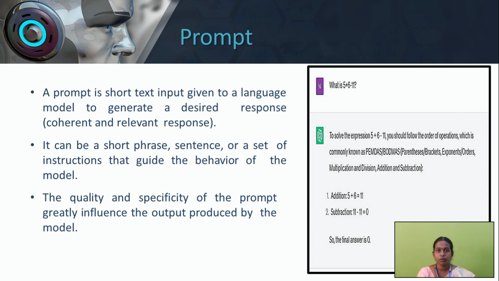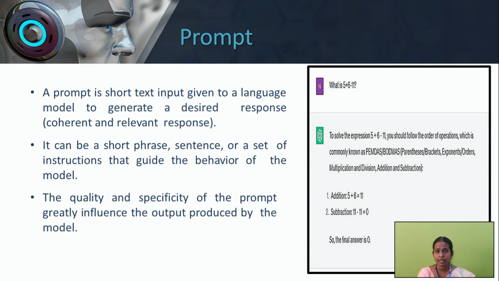Till now I have told you that I am going to question a system, right? Artificial intelligence is going to be questioned and it is going to provide me with the output. So what is that question? Whatever question I am putting to the system is called a prompt. A prompt is nothing but a short text input that I am providing to a language model, which is going to provide me with the output. So whatever question I am putting, that is called a prompt.